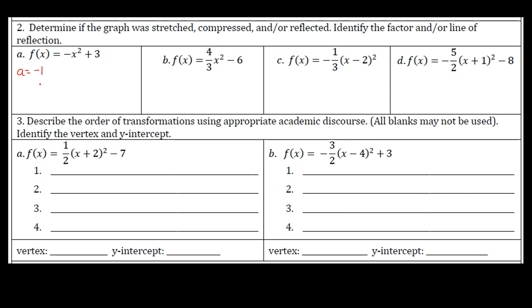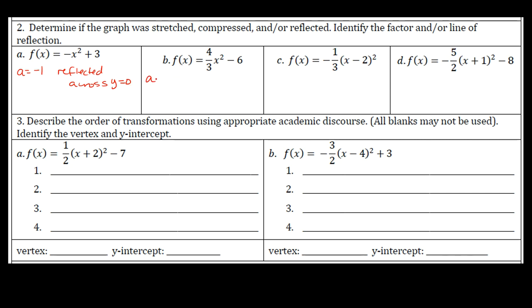So -1 tells me that I did not have a dilation. So there was no stretch or compression, but it was reflected, and I should say a vertical reflection across y equals 0, which is the x-axis.